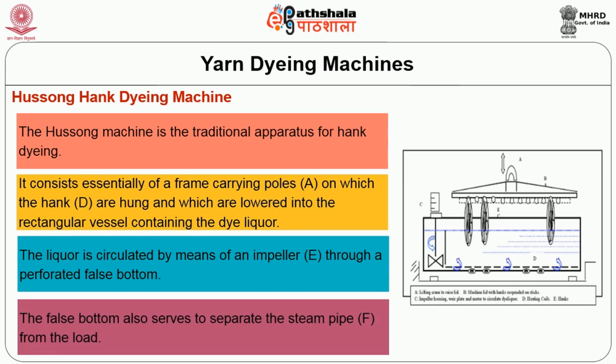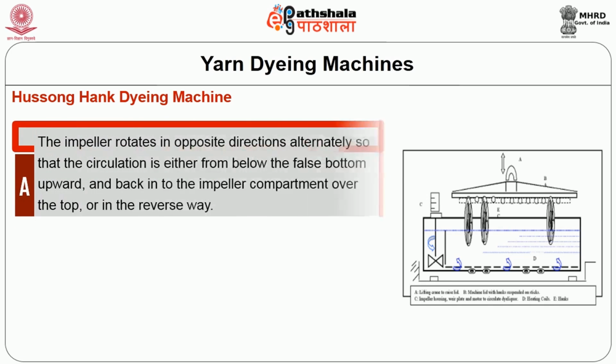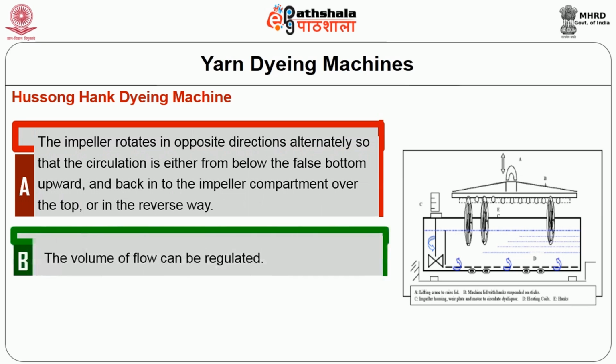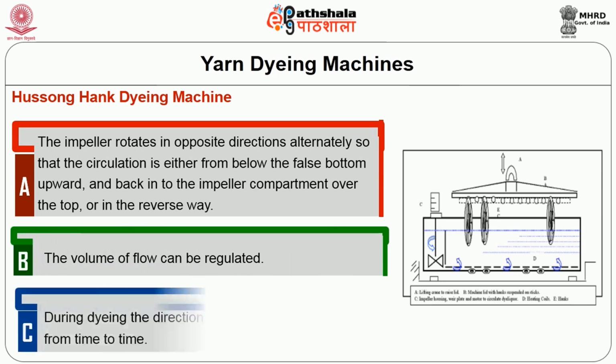The impeller rotates in opposite directions alternately so that the circulation is either from below the false bottom upward and back into the impeller compartment over the top, or in the reverse way. The volume of flow can be regulated. During dyeing, the direction of the flow must be altered from time to time.